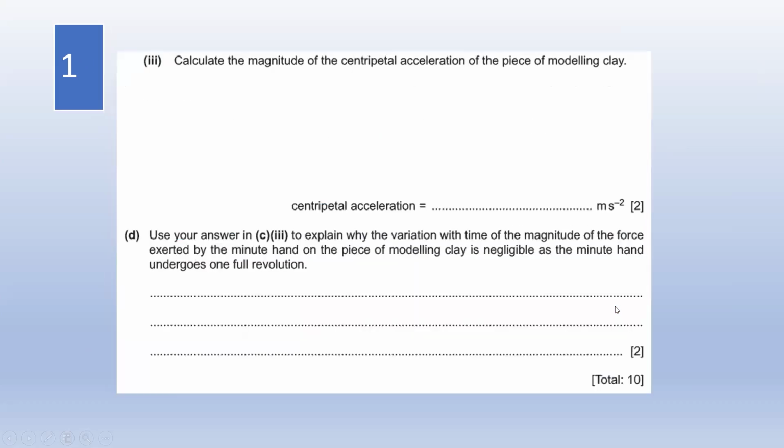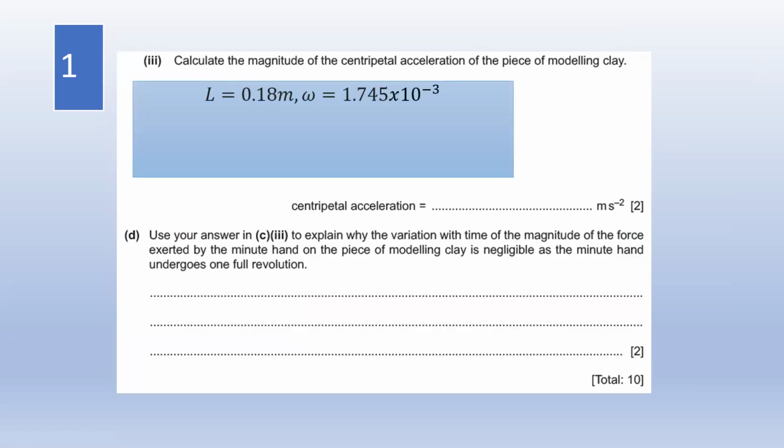Calculate the magnitude of centripetal acceleration for a piece of modeling clay. Right, these are values calculated from the previous question. And a equals R omega squared, L is your R, and calculate out.